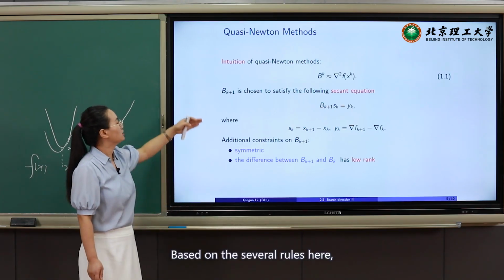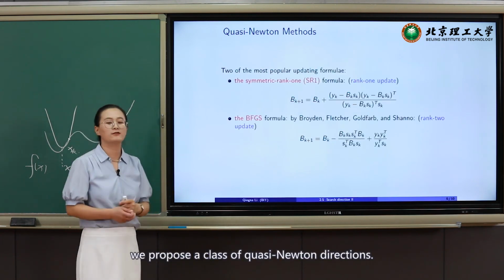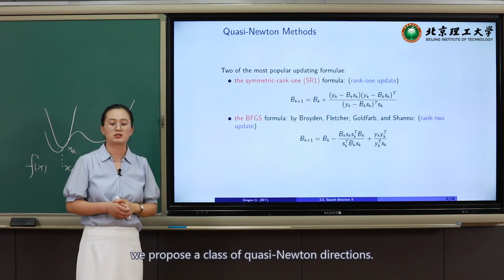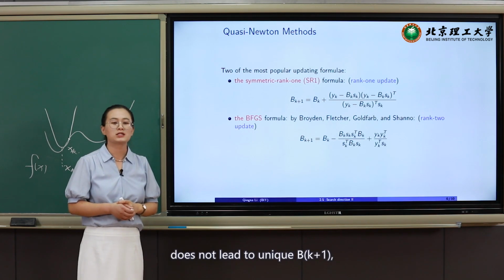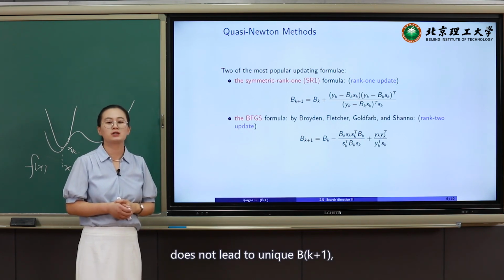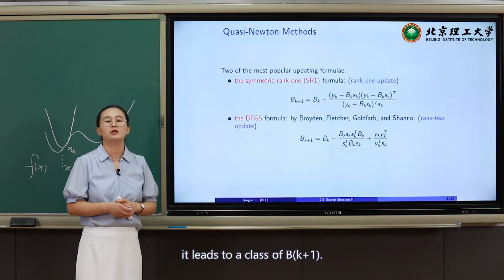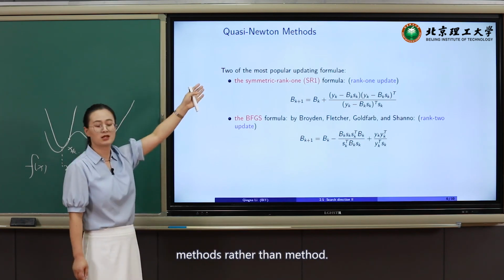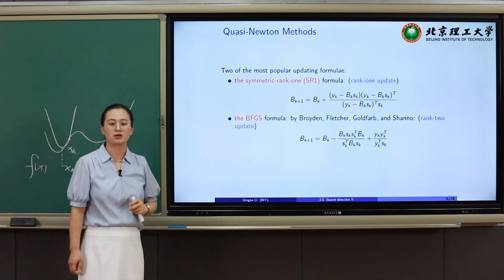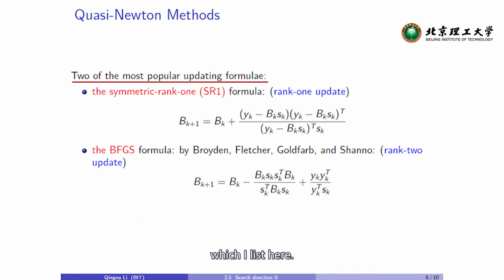Based on the several rules here, we propose a class of quasi-Newton directions. Notice that the above three conditions do not lead to a unique B_{k+1}. It leads to a class of B_{k+1}. So we call them quasi-Newton methods, as methods rather than method. There are two most popular updating formulas, which I list here.